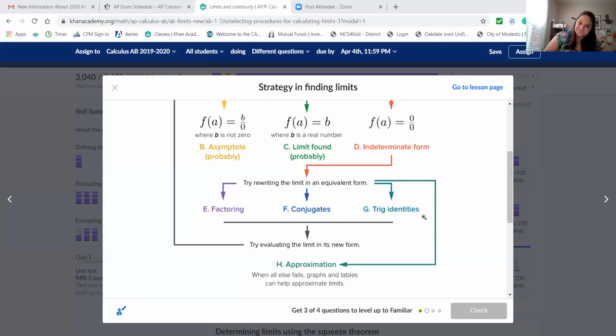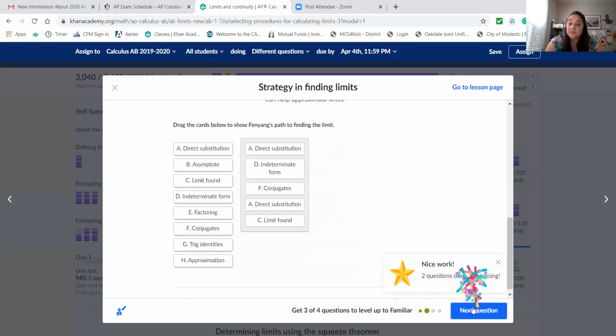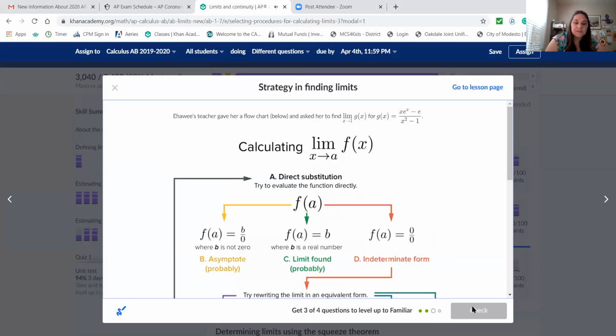And so I tried to directly substitute. I got 0 over 0. I multiplied by the conjugate, and then I tried direct substitution again. I was able to find the limit. So those are the 5 things that I'm trying to organize here: direct substitution, indeterminate form, multiply by the conjugate, direct substitution once again, and the result was that the limit was found. All right, next question.